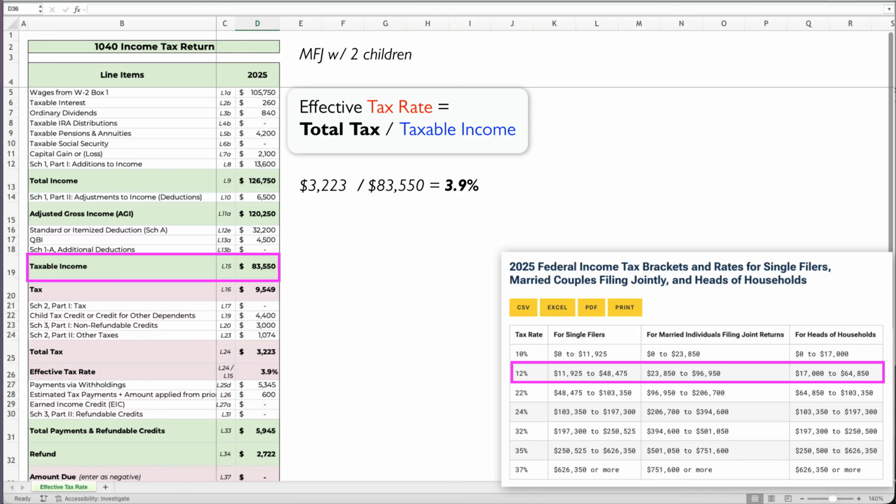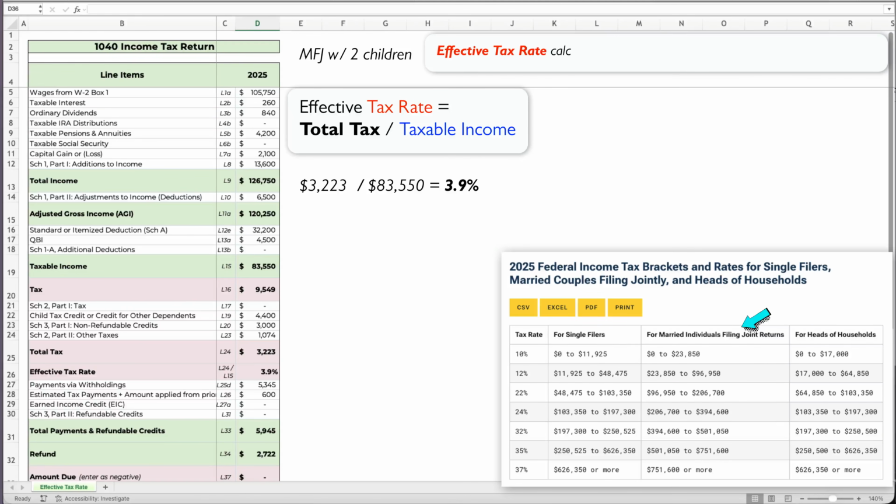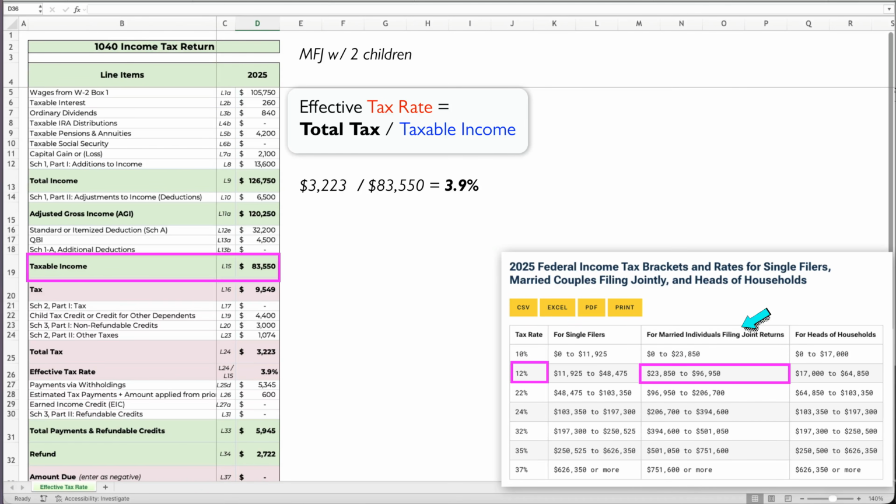Your tax bracket rate only applies to a portion of your income, while the effective tax rate reflects what you actually paid after all the deductions and non-refundable credits. In our example for 2025, the $83,550 for married filing jointly falls into the 12% tax bracket, meaning the marginal tax rate is 12%. The last dollar is taxed at that rate.